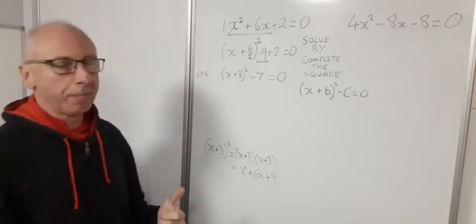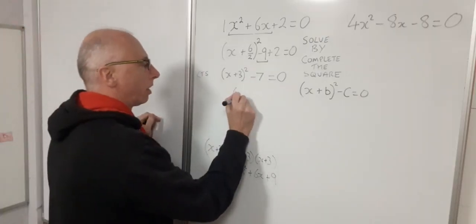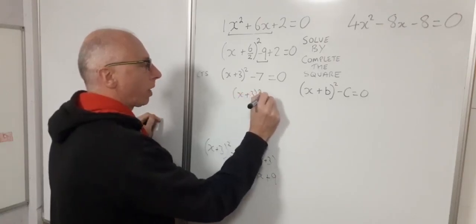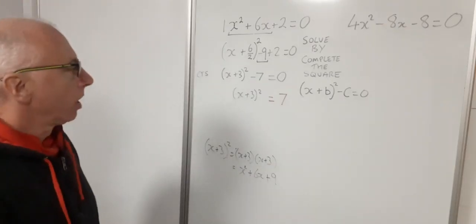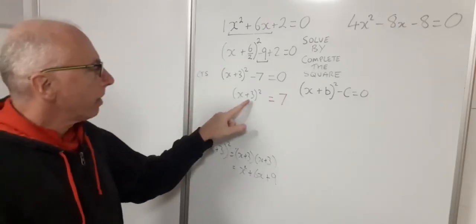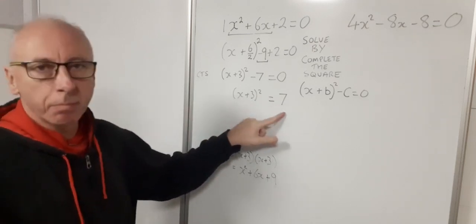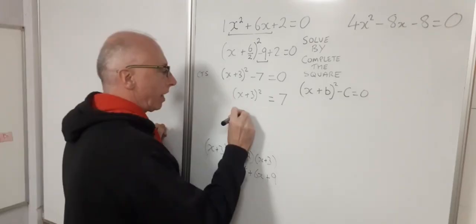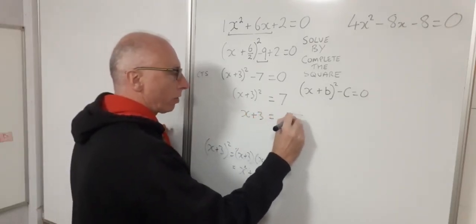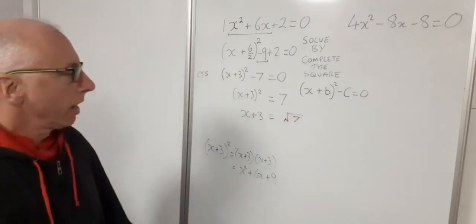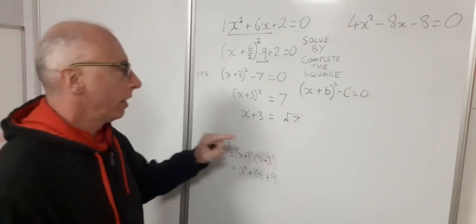So now we want to solve it. What I'll do is bring this minus 7 over to the other side. So I've got x plus 3 squared equals, bringing it to the other side, 7. Now to get the x out of the squared bracket, what I need to do is take the square root on both sides. So if I do that, I'll have x plus 3 equals square root of 7. Now that's not my only answer on this side. I now need a plus or a minus.